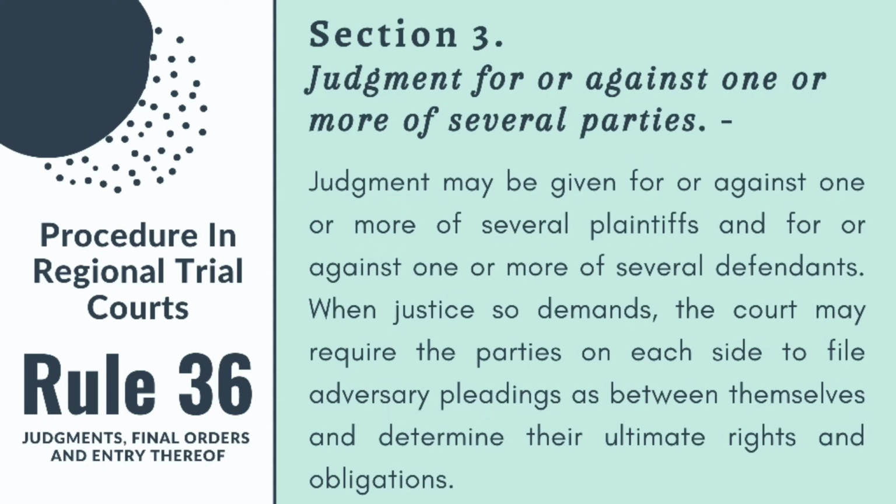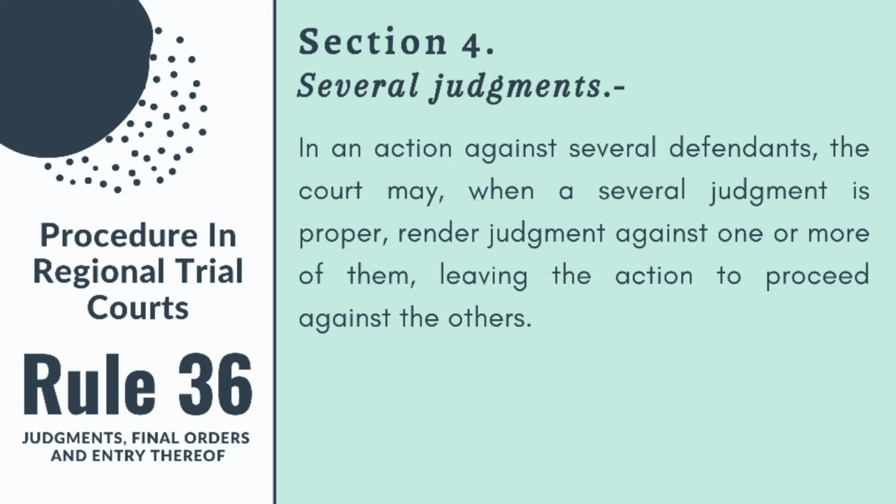Section 3. Judgment for or against one or more of several parties. Judgment may be given for or against one or more of several plaintiffs, and for or against one or more of several defendants. When justice so demands, the court may require the parties on each side to file adversary pleadings as between themselves, and determine their ultimate rights and obligations. Section 4. Several judgments. In an action against several defendants, the court may, when a several judgment is proper, render judgment against one or more of them, leaving the action to proceed against the others.